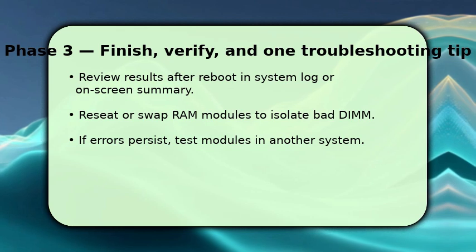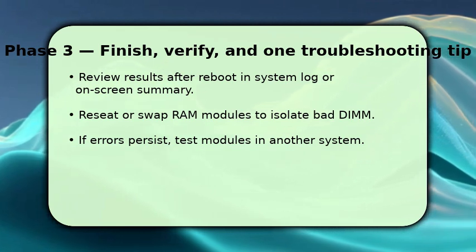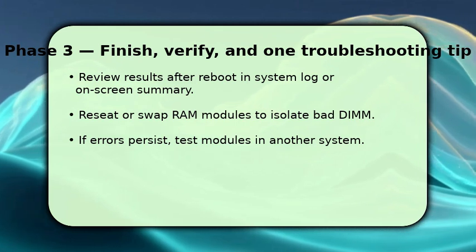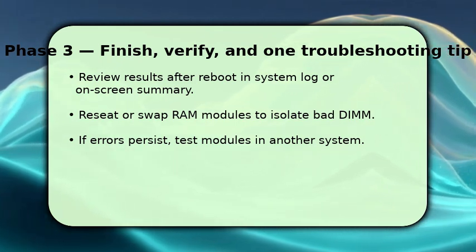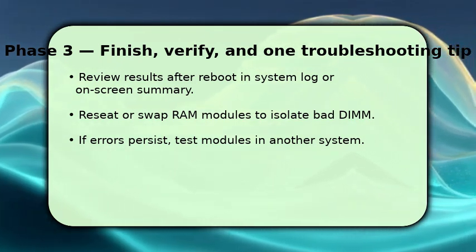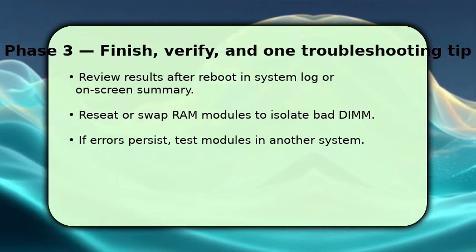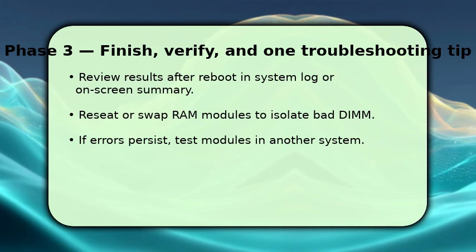If errors are reported, power down and reseat memory modules to rule out seating issues, then run the test again. To isolate a bad stick, test modules one at a time or swap slots. If problems persist, try the modules in another computer to confirm failure. If confirmed, replace the defective module.